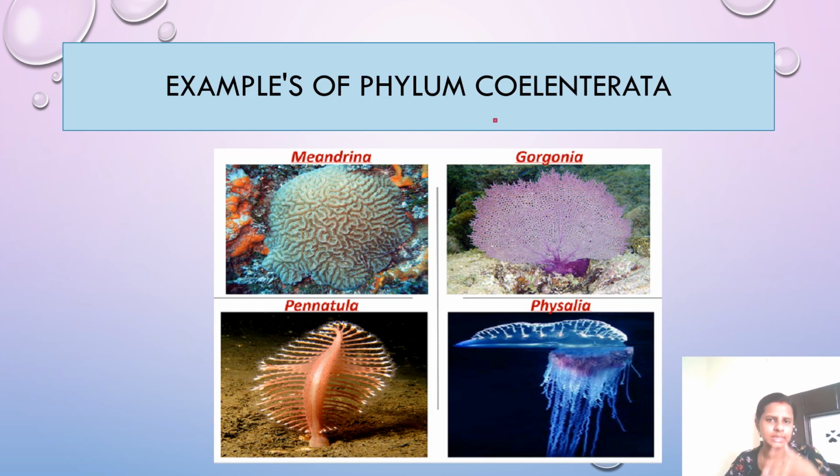Okay, there are some examples of coelenterata. Let's talk about it. First one is Meandrina. This looks like the brain. Then we have Gorgonia, which is also known as the sea fan, or in some books you will find it known as sea tree also. Now, let's talk about Pennatula. These are the very common examples, that's why I have listed them down here. Then we have Physalia. Out of these four, at least you have to remember two. Meandrina, Gorgonia, Pennatula, and Physalia, four of them are there in your NCERT book.